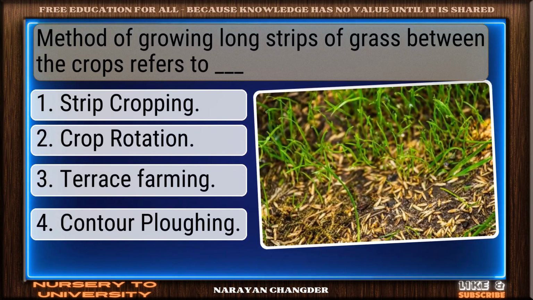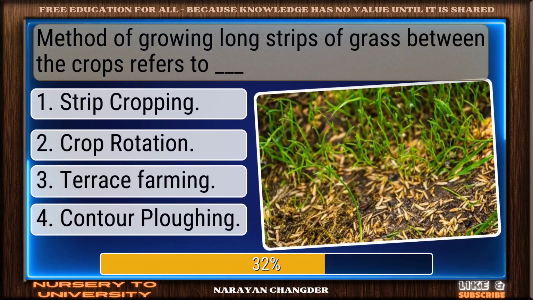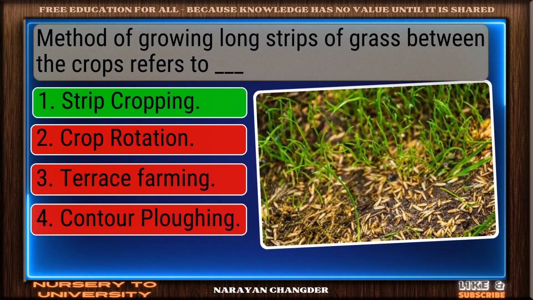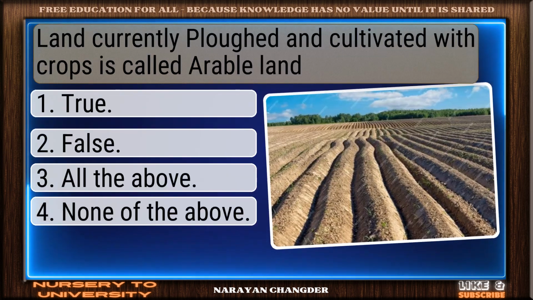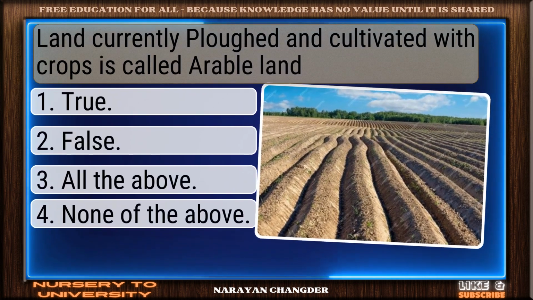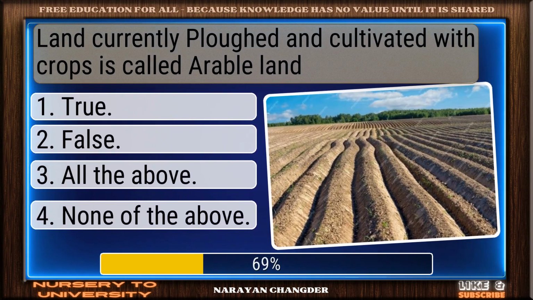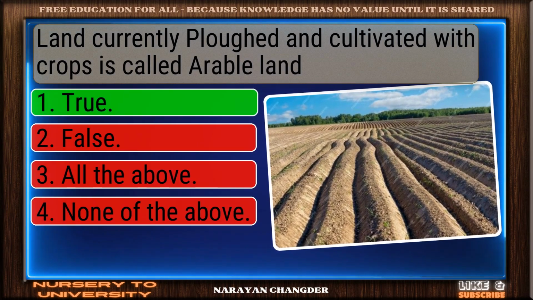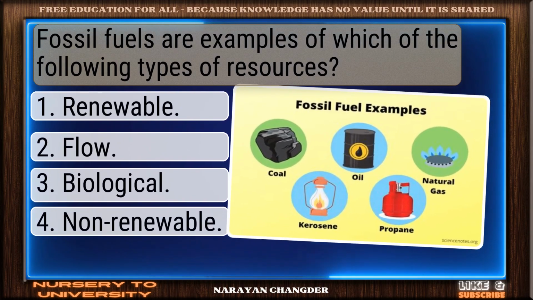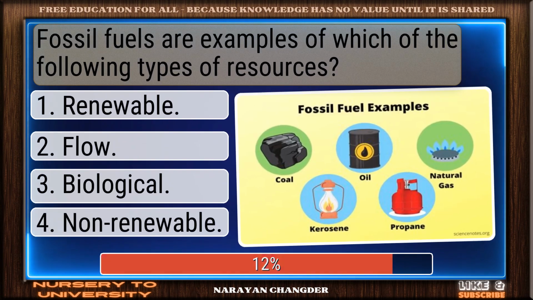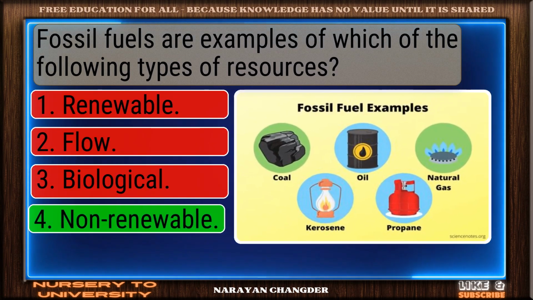Method of growing long strips of grass between the crops refers to dash. Good thinking. Strip cropping is right. Land currently ploughed and cultivated with crops is called arable land. Nice work. True fits perfectly. Fossil fuels are examples of which of the following types of resources? Good job. Non-renewable works well.